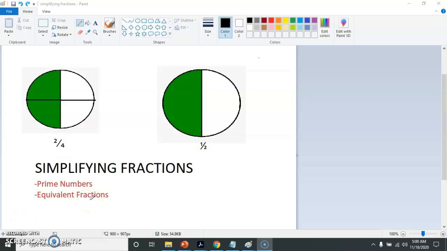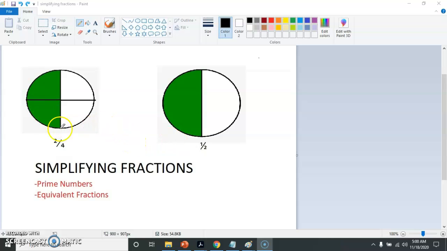Okay guys, so today we're going to be learning how to simplify fractions. So what does that mean, to simplify a fraction? All it means is you're going to take the fraction and you're going to make the numerator and the denominator, both numbers, as small as possible.